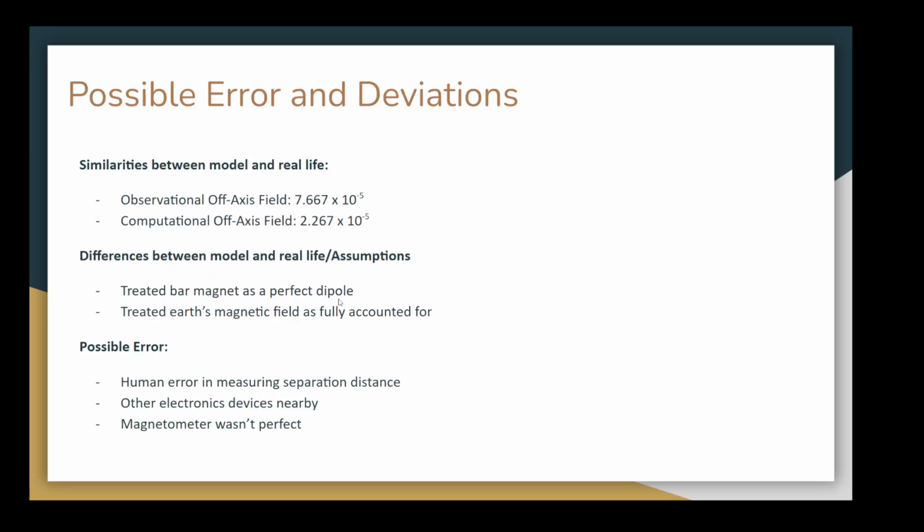And then assumptions made. We treated the bar magnet as a perfect dipole, and treated Earth's magnetic field as fully accounted for. Pretty self-explanatory. Human error: there are other electronic devices near the magnetometer, which was probably messing with the field. Obviously, it wasn't perfect, and there was human error in measuring stuff.